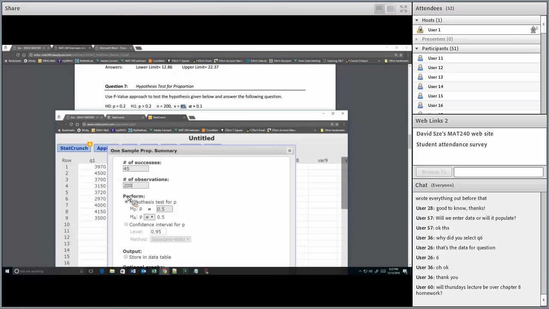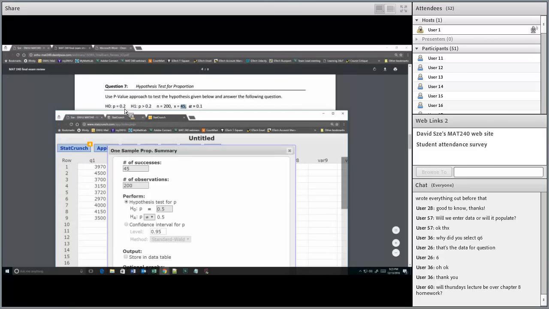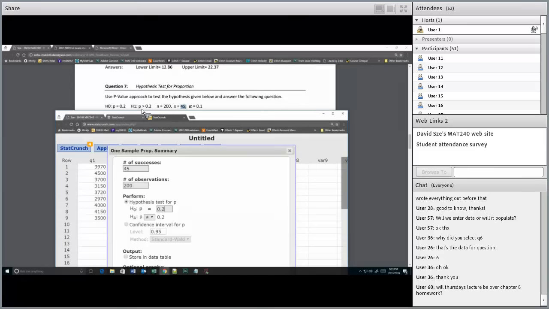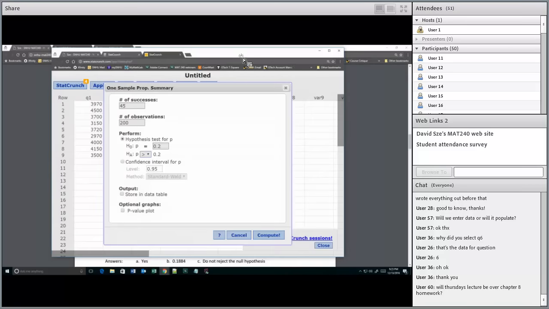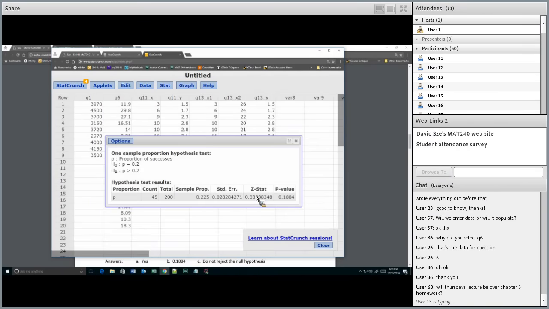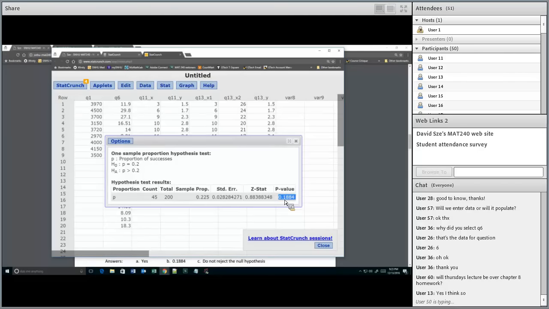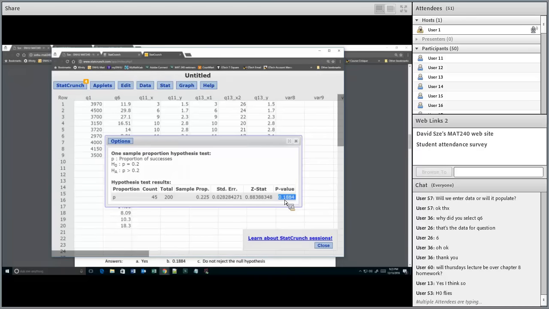Then for the hypothesis test for p, you have to change it to match the problem. The null is 0.2, so I'm going to change this to 0.2. The alternative says that p is greater than 0.2, so I'm going to choose the greater than sign here. Hit compute, get my answer. So Z is 0.88 and the p-value is 0.188. Given this p-value, what do you think is my conclusion? Say my alpha is 5%. Should I reject or not reject the null hypothesis?